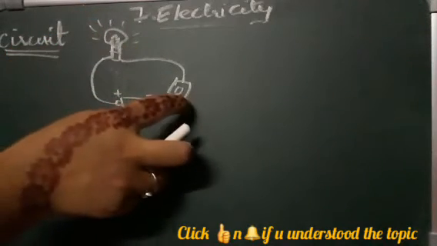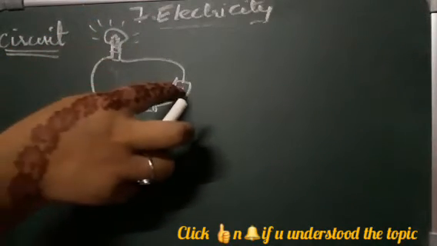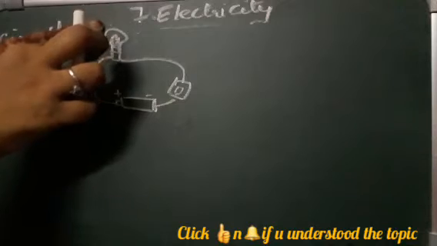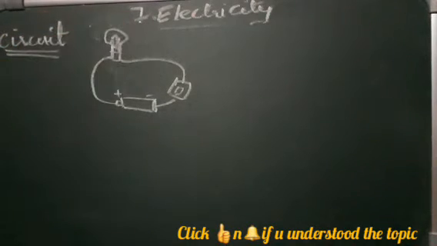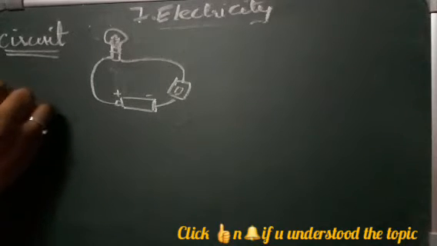When you're switching on, the bulb is glowing. When you are switching off, the bulb stops glowing. Why are all these things happening? Can you imagine? All these things are happening due to the flow of electrons.